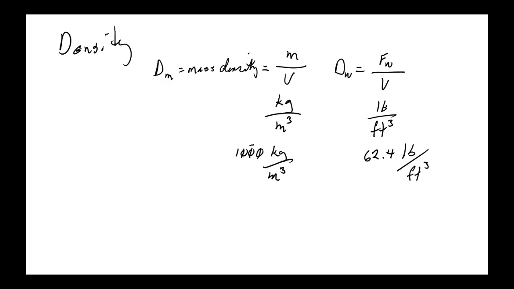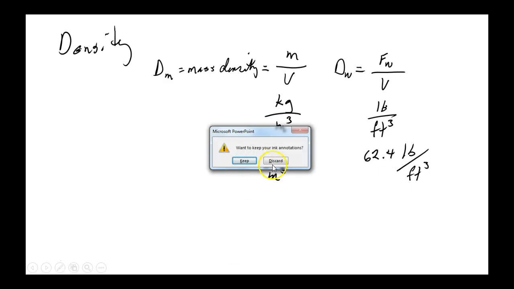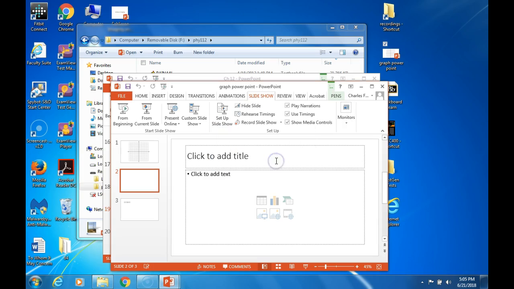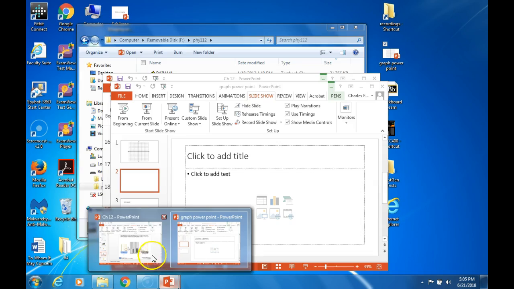All right, and conversion factors must often be used to obtain the desired units. That feels like there's an example coming up, doesn't it? So let me get out of this. I'm going to come right back to it, but I want to show you the next slide here.